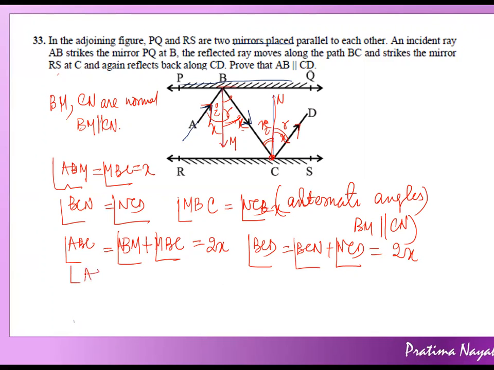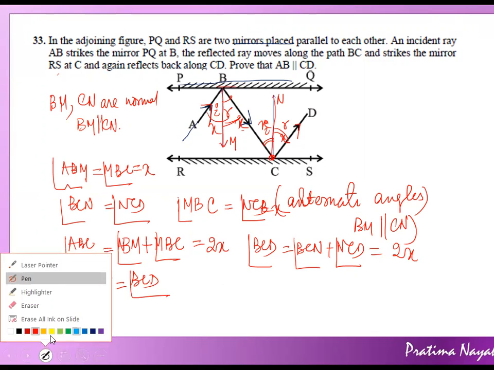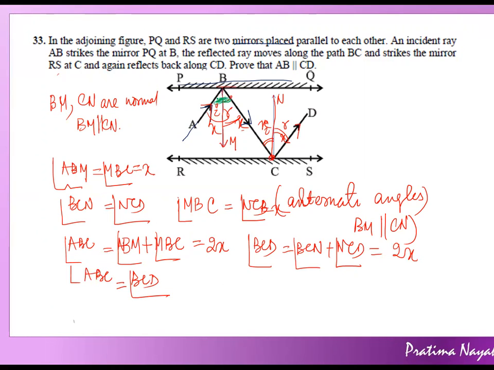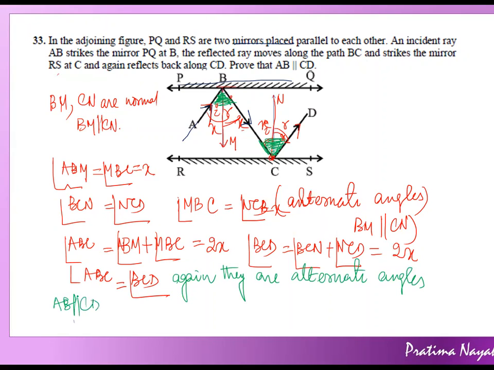So angle ABC is equal to angle BCD. Again, they are what? They are alternate angles. I'll write again, they are alternate. So if alternate angles are equal, then what we say? We say the lines are parallel. So AB is parallel to CD.